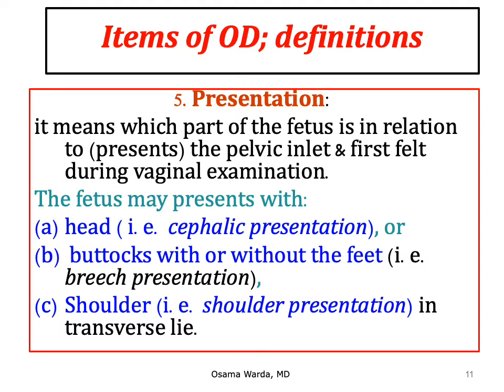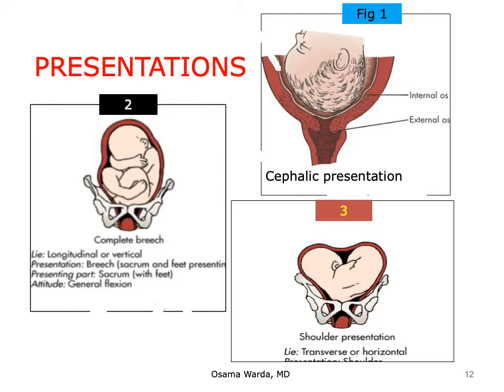The shoulder presentation occurs when the lie is transverse, and the denominator of the shoulder is the scapula. Okay? These figures represent the three types of presentation. In figure 1, this is cephalic presentation. Figure 2 is complete breech presentation, and 3 is shoulder presentation.